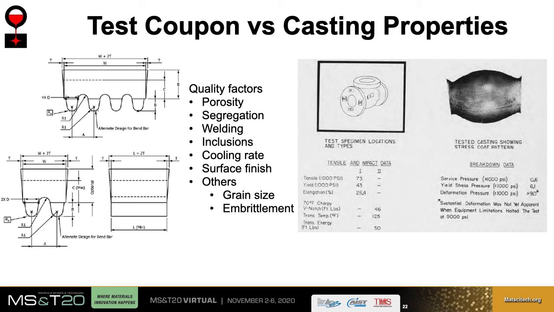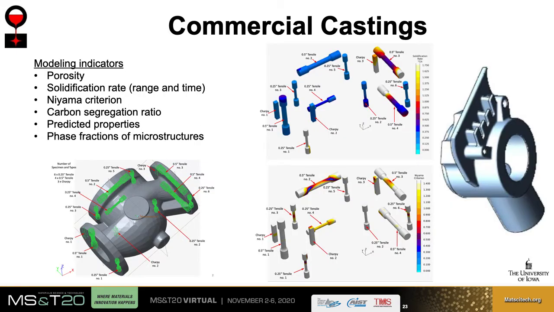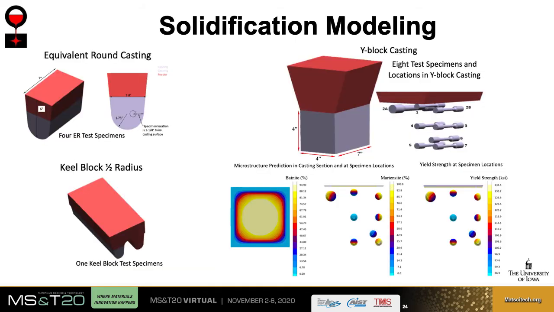Under our DID program, we are investigating this lower bound property in steel castings by considering different quality factors such as section thickness, heat treatment, welding, and surface conditions. We are sectioning actual castings to determine the range of mechanical properties that can be achieved. We are leveraging the advanced modeling capability to investigate various modeling parameter indicators such as porosity, solidification rate, cooling rate, thermal gradient, Niyama criterion, to name a few.